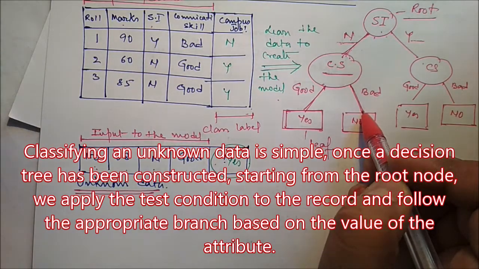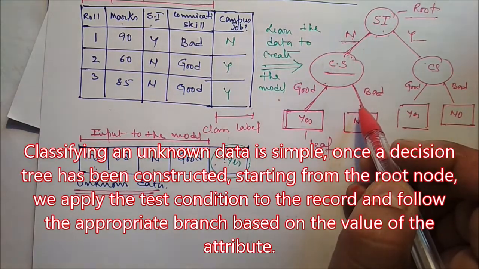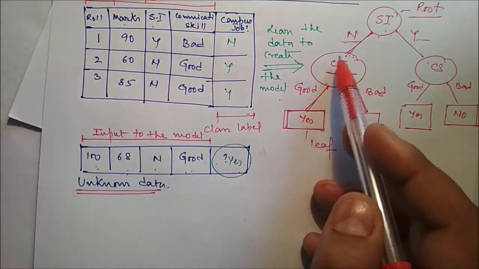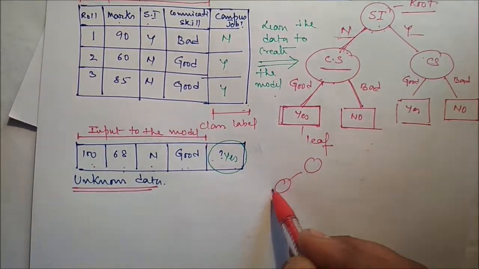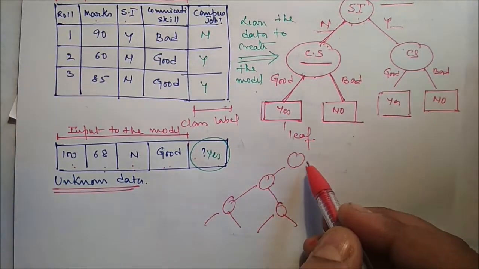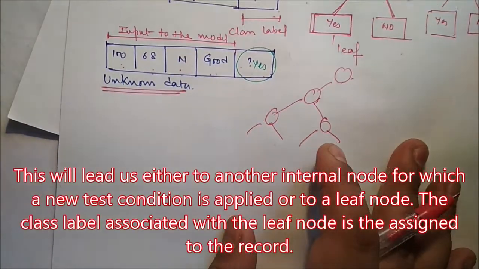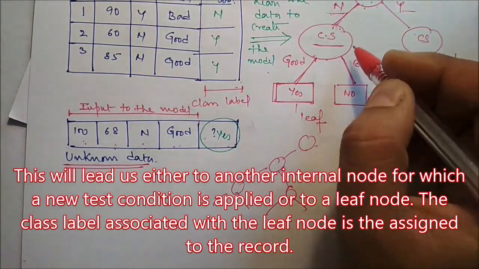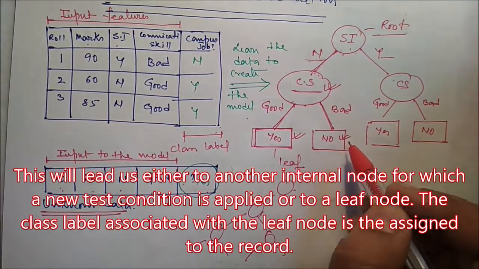Starting from the root node, we apply the test condition to the record and follow the appropriate branch based on the value of the attribute. This will lead us either to another internal node, and from this internal node to another internal node. So the tree may be like that, from feature 1 to feature 2, feature 2 to feature 3. This will lead us either to another internal node for which a new test condition is applied, or to a leaf node. Here we test the condition, and here we get the class level of the unknown data.